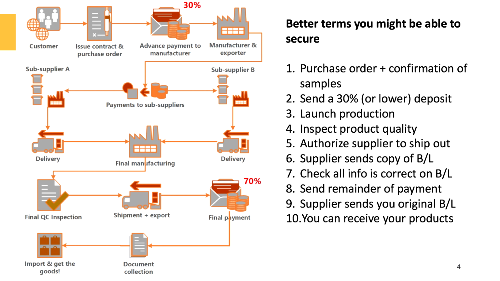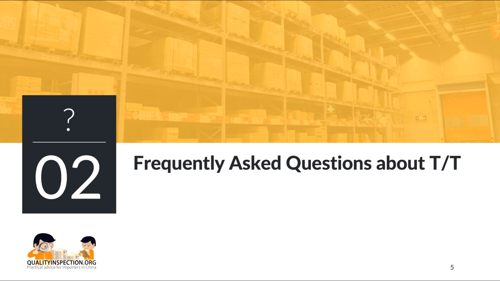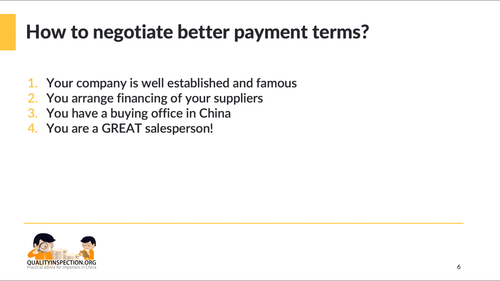All right. Now, there are some frequently asked questions about paying Chinese suppliers by TT. Again, TT is bank wire transfer. So the first one is how to negotiate better payment terms. If your company is very famous and well established, of course, the suppliers will have more confidence in your ability to pay them, in your straightforward business practices, and they will want to do business with you. Okay, so it's much easier to negotiate some better payment terms this way.